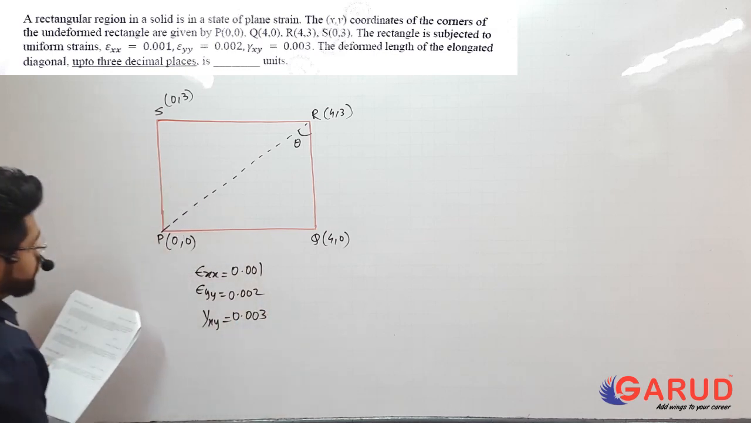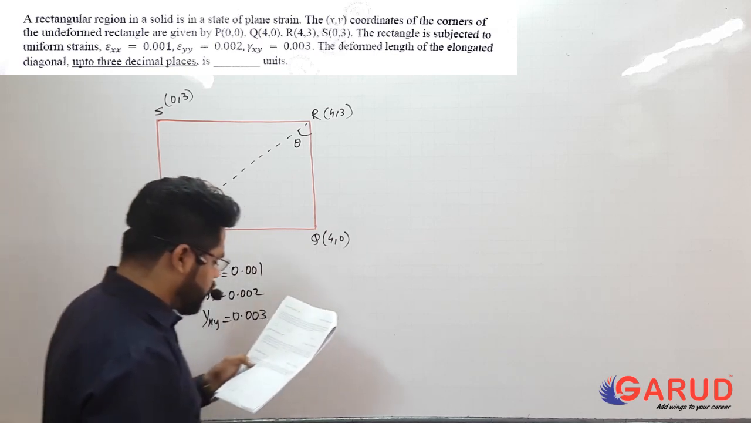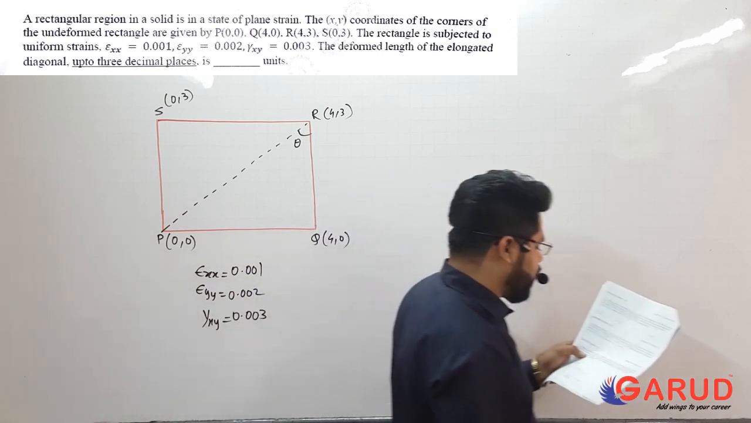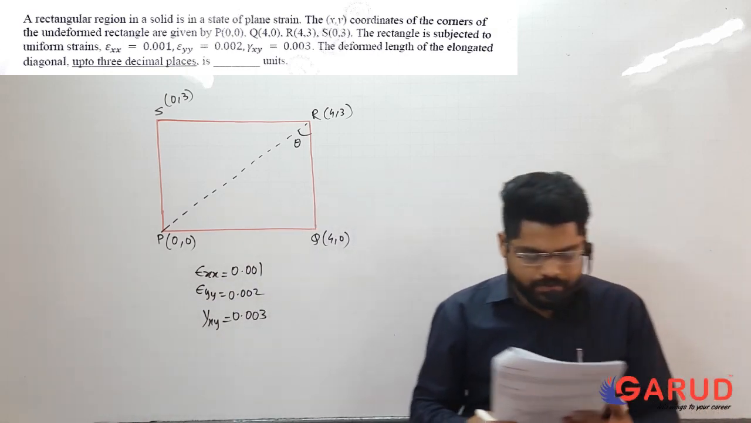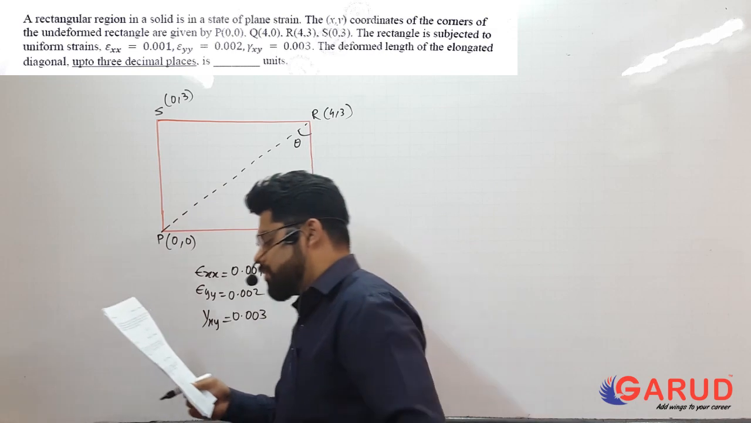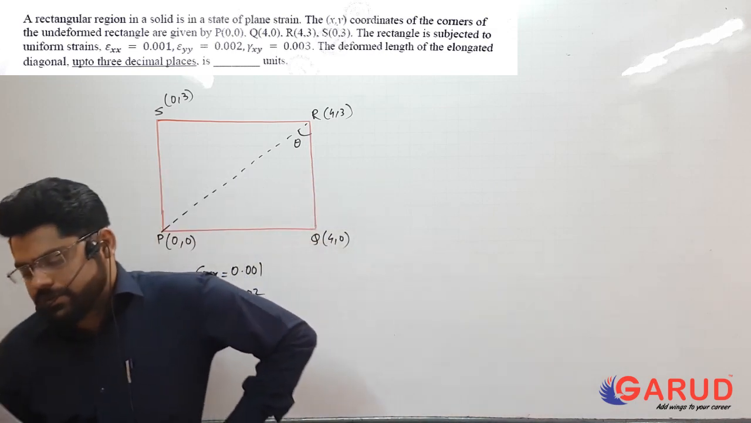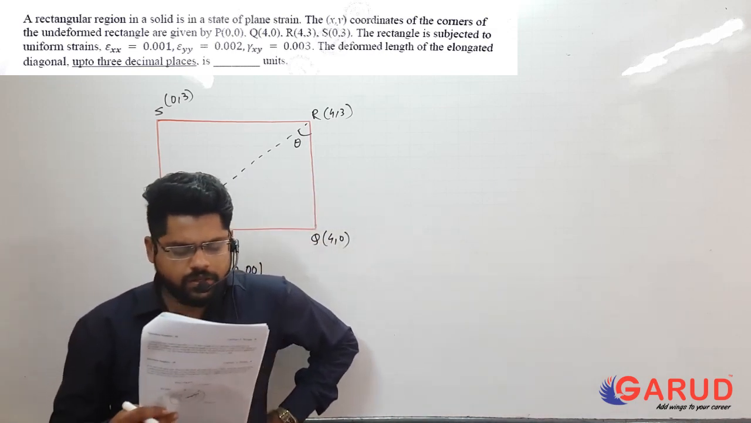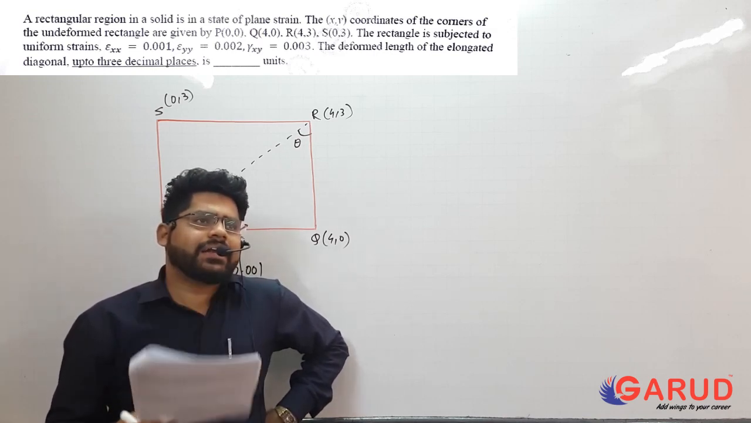Great. Now they are asking you the deformed length of the elongated diagonal up to 3 decimal places. Very important line, that is up to 3 decimal places. They are asking you the deformed length of the elongated diagonal.